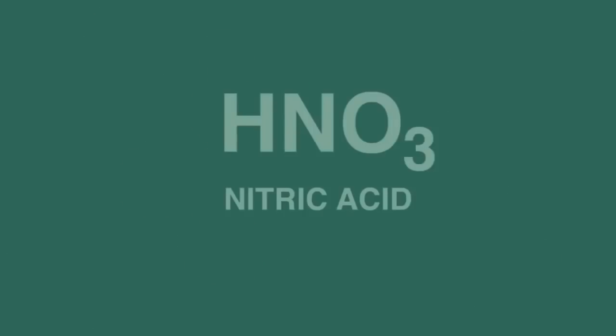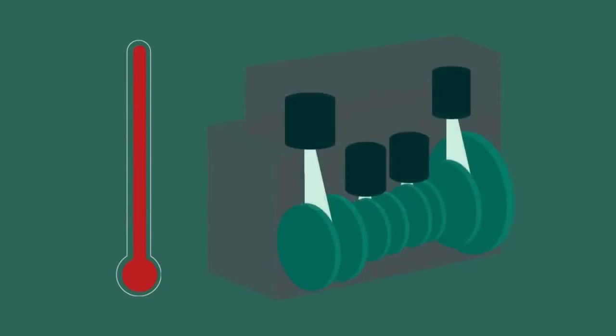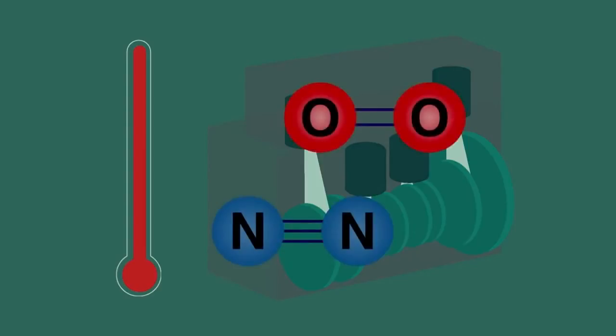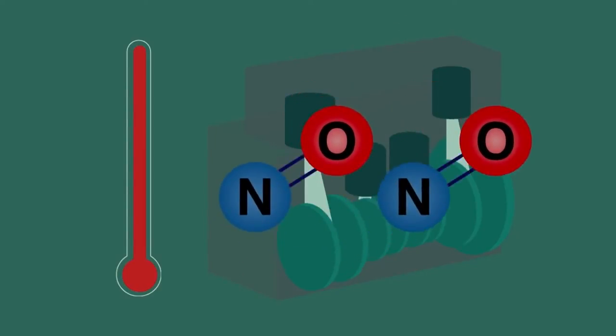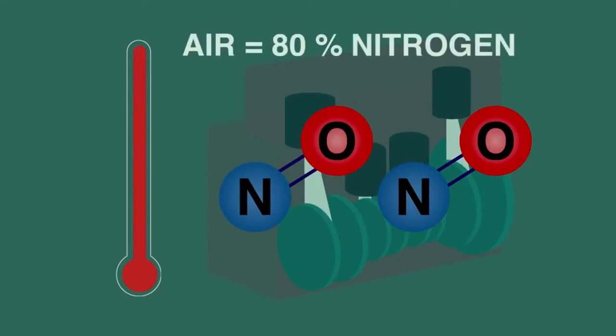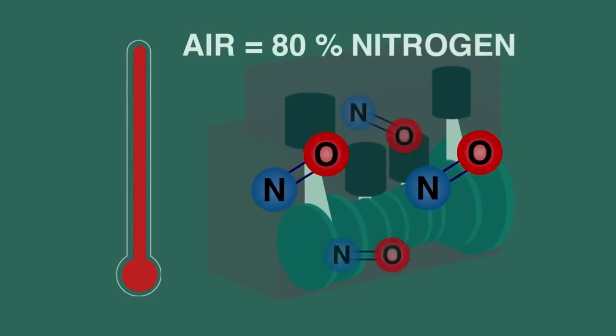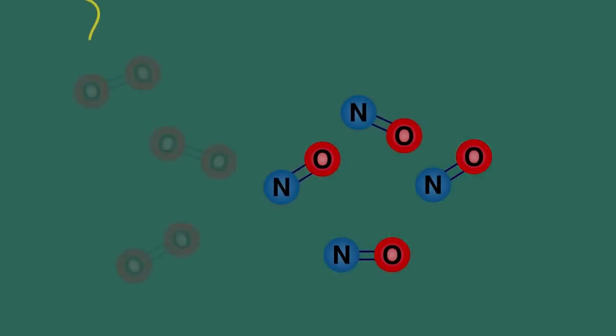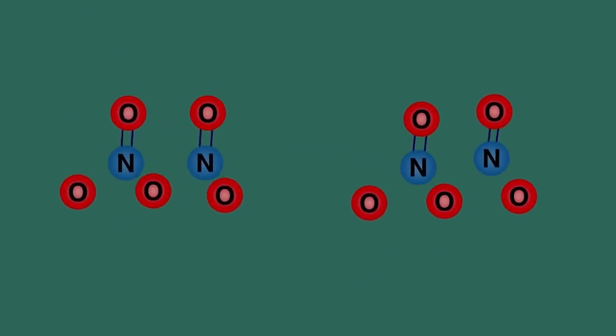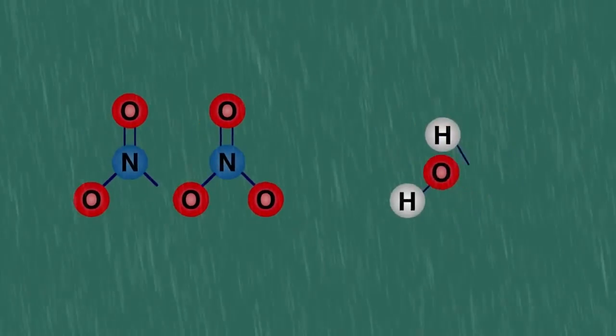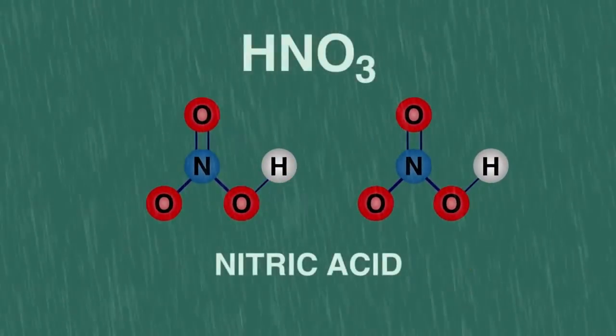Let's now consider how nitric acid gets into the rain. In the high temperature conditions in the cylinders of our motor vehicles, a small amount of nitrogen and oxygen from the air can react. Remember that air taken in to combust the fuel is nearly 80% nitrogen, so exhaust gases from vehicles contain small but significant amounts of nitrogen oxides. Once the oxides of nitrogen are in the air, they react with more oxygen, just like we saw with sulfur dioxide, and dissolve in the rainwater to form nitric acid.